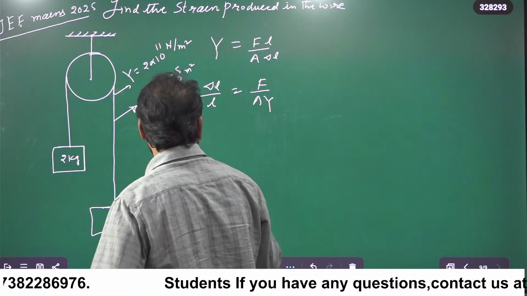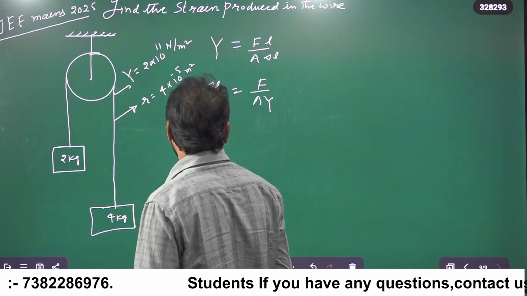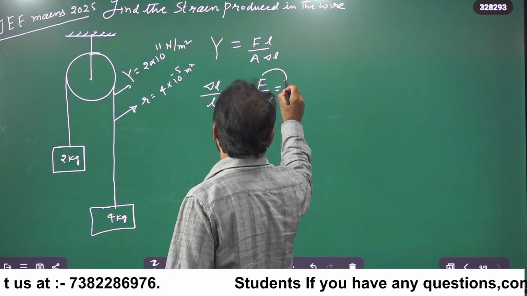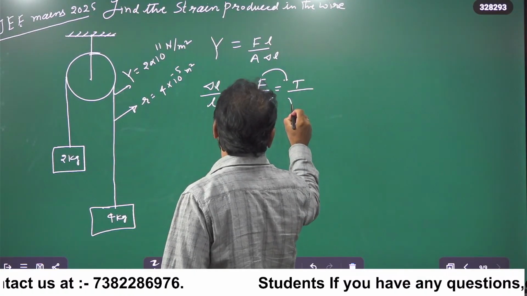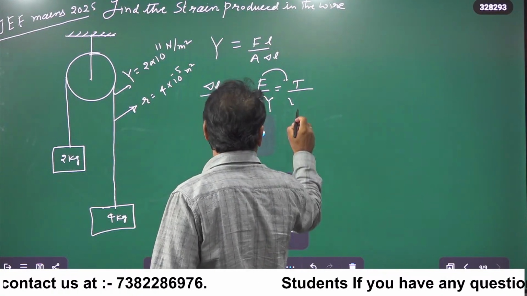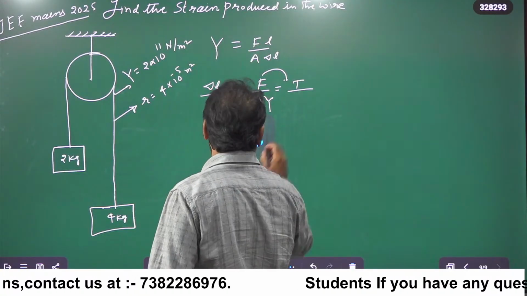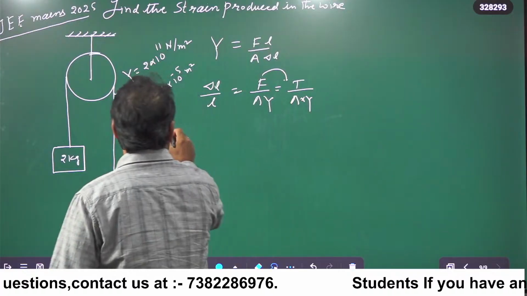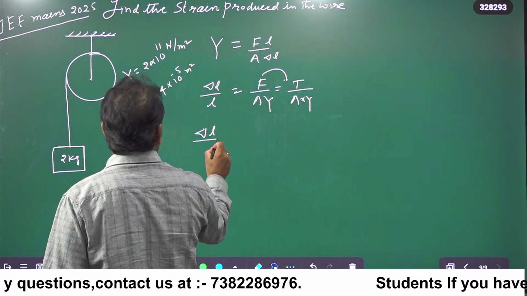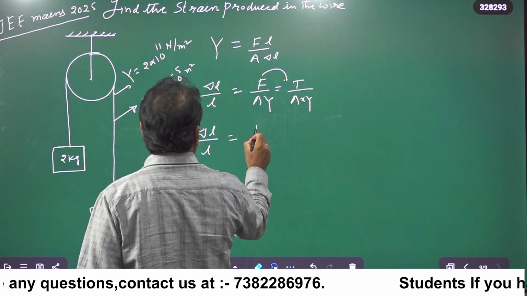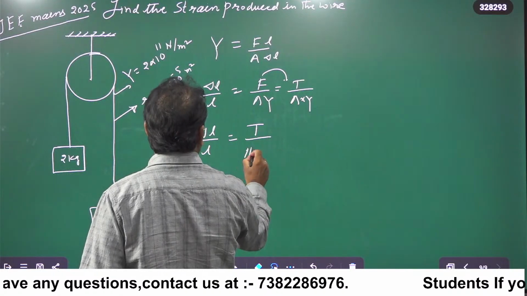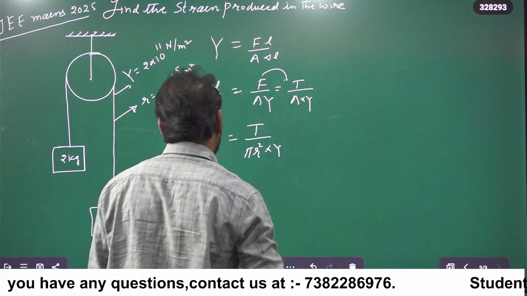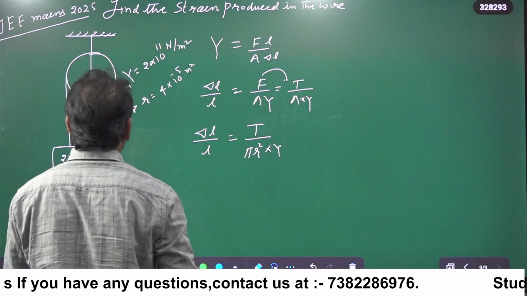F means what? A tension force. We have to calculate the tension force. This F stands for tension force, that is T upon A Y. The strain produced in the wire is given by delta L upon L is equal to T upon pi r square into Y. Next, we have to calculate the strain. How can we calculate it?